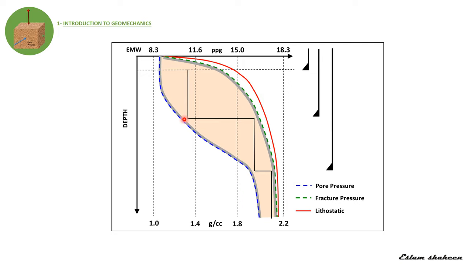I'm going to increase the mud weight to, let's say, 16 ppg. I'm going to drill from the surface with the 16 ppg. So we have a problem here. The 16 ppg is exceeding the fracture pressure in the overlying layers. So what I am going to do is case the well from the surface to the point at which I'm going to increase the mud weight.